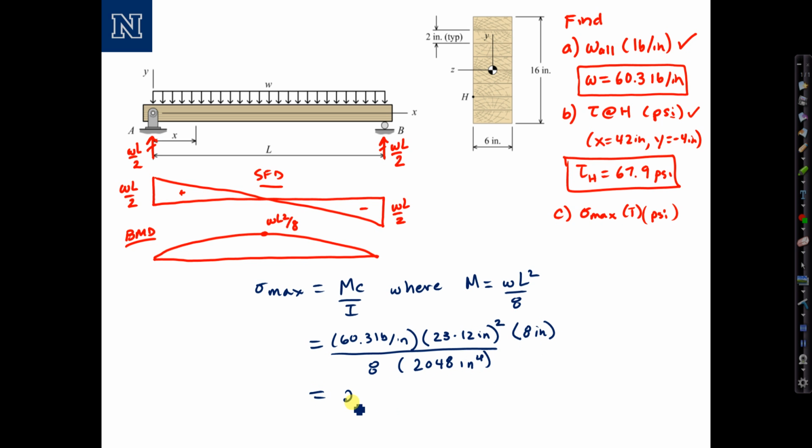This computes to 2240. Units are, quick check, pounds, inches cancel out there. Inches squared cancels with inches to the fourth, goes to inches squared on the bottom. So we have 2240 psi as expected. And that is the answer to part C.